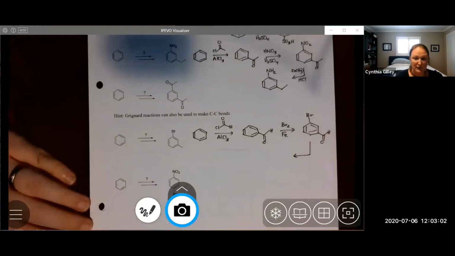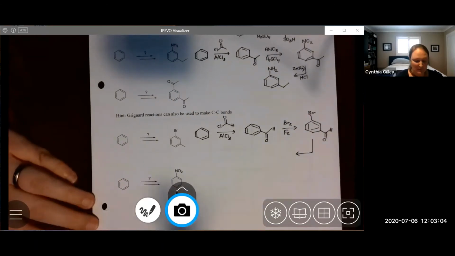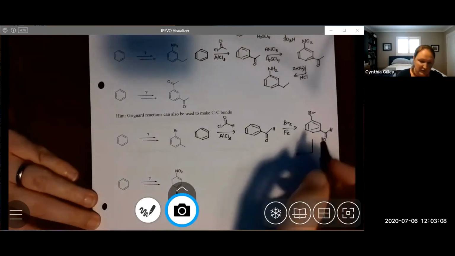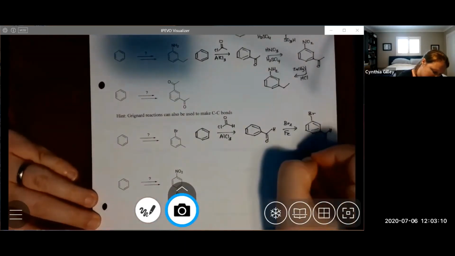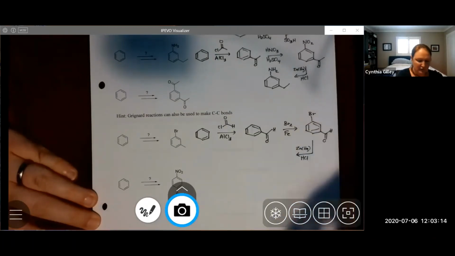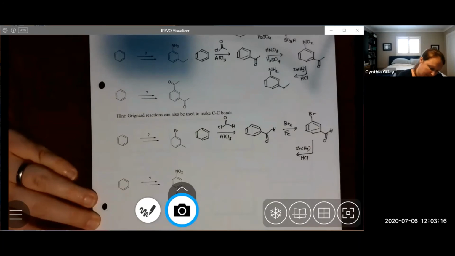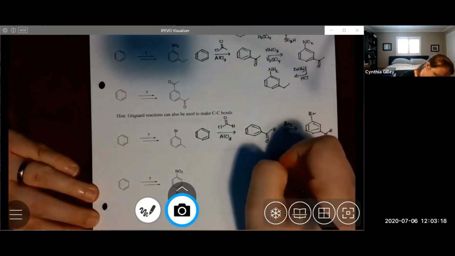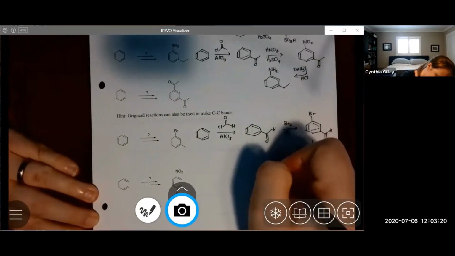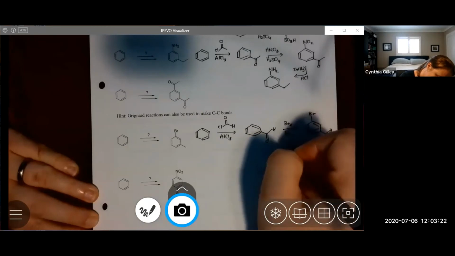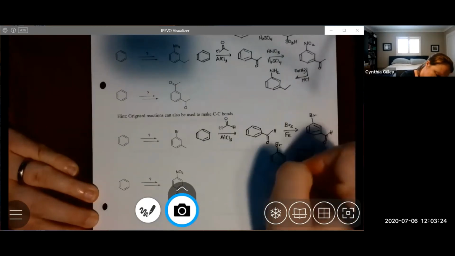And for those of you who worked a little ahead, you might have heard of them. But otherwise, we actually can just use conditions from chapter 19. So we can just use the Clemmensen reduction to reduce that carbonyl. So we actually didn't need to do the Wolff-Kishner reduction. That's kind of doubly weird that we used it.